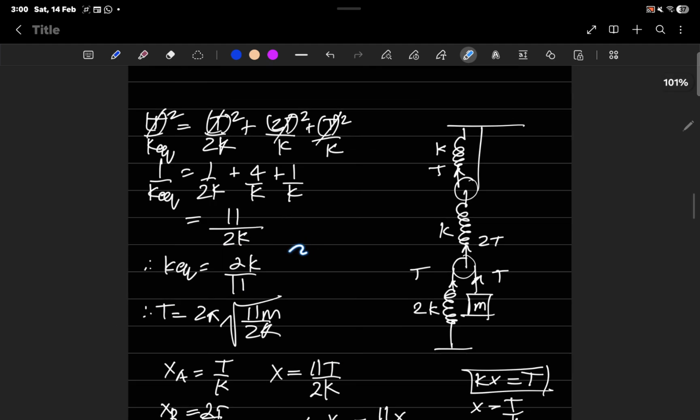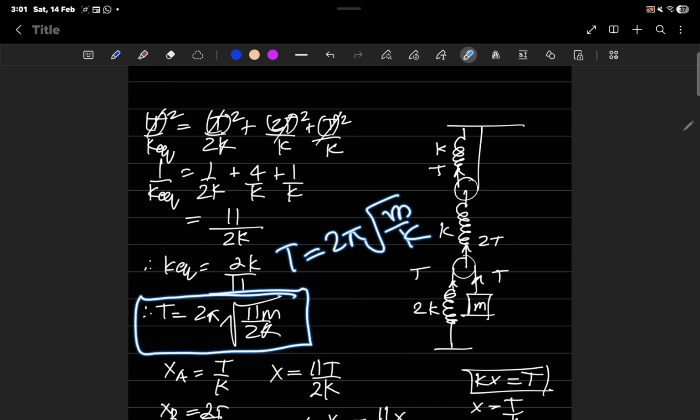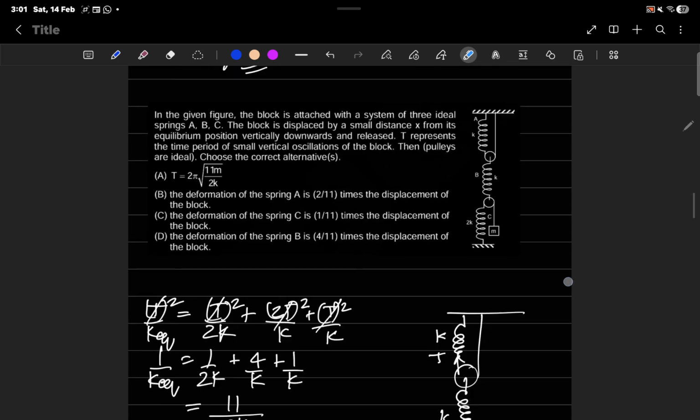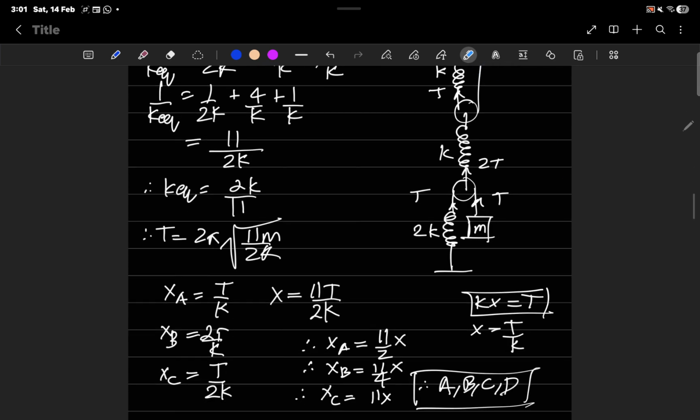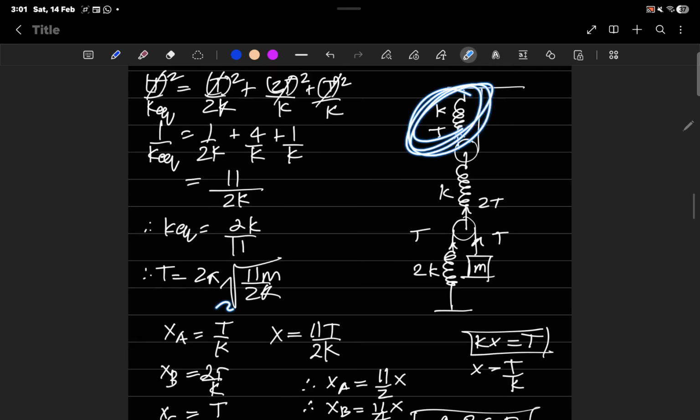So simply we get the time period by writing 2 pi root of m by k. This is the time period over here. Then the first spring, I think, yeah, it was this one. For the first spring, we write extension as T by k.